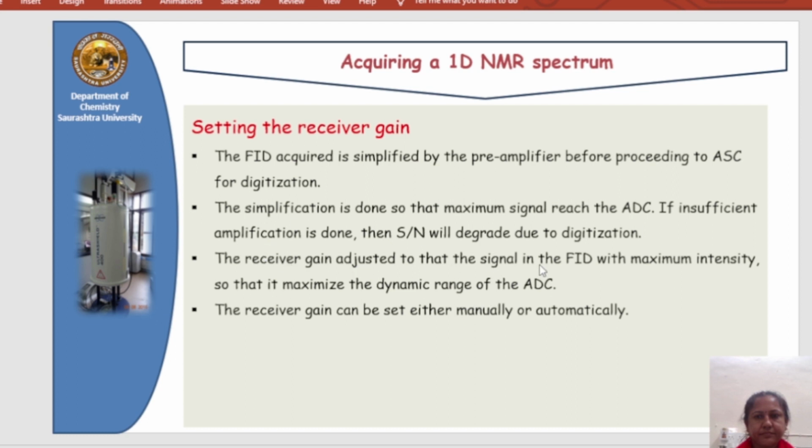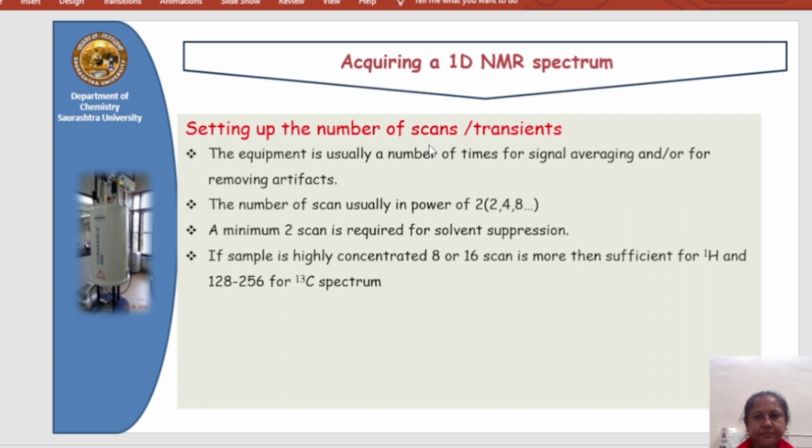So receiver gain is adjusted to the signal in the FID with maximum intensity, so that it maximizes the dynamic range of the ADC. The receiver gain can be set either manually or automatically. It depends on the concentration as well as abundance ratio, and on the number of scans. So in the next slide we continue with how the scans affect this. Number of scans is one of the important parameters for resolution or improving the intensity of the sample signals. How is it possible?